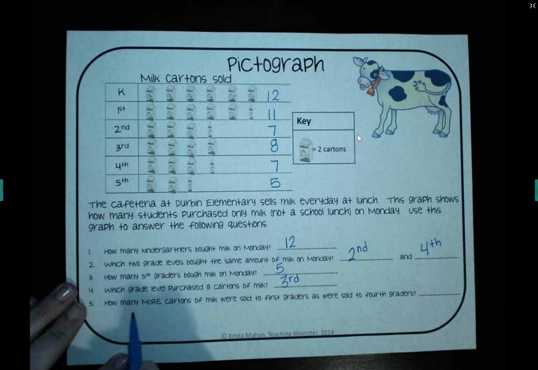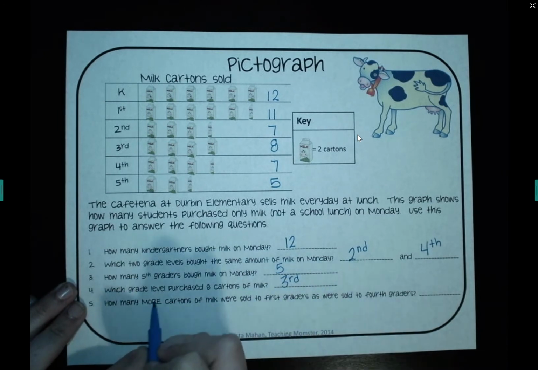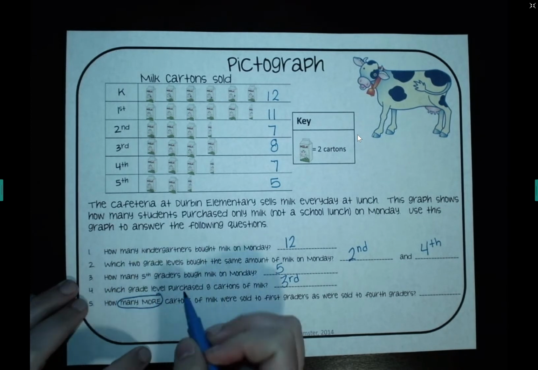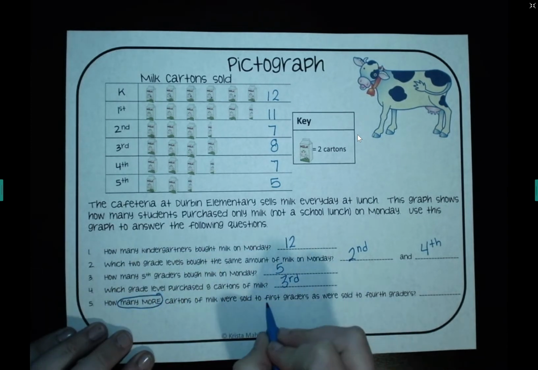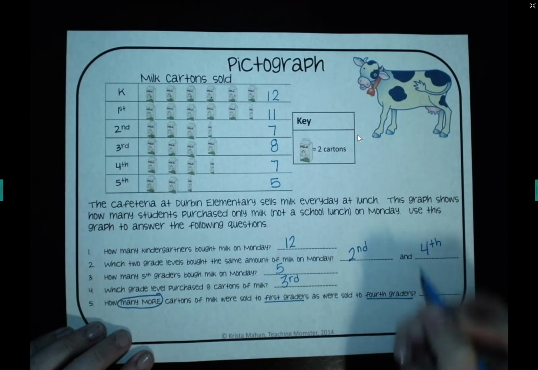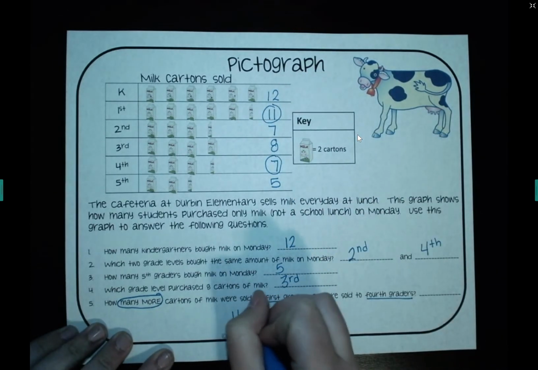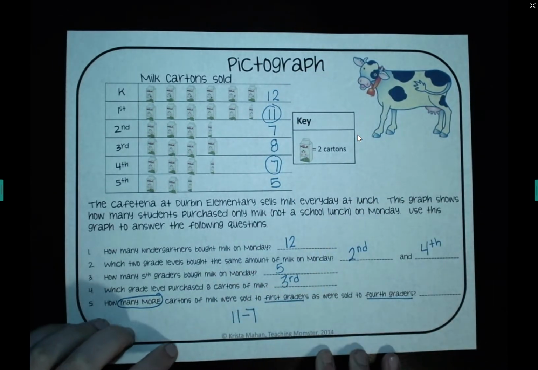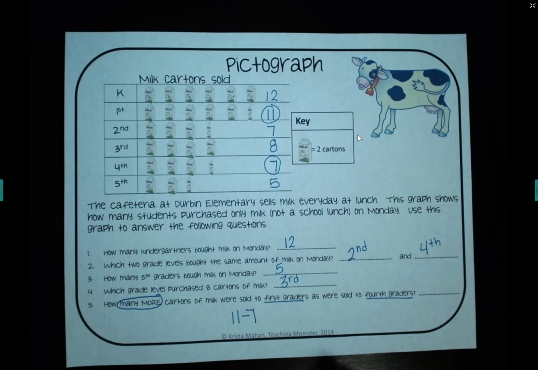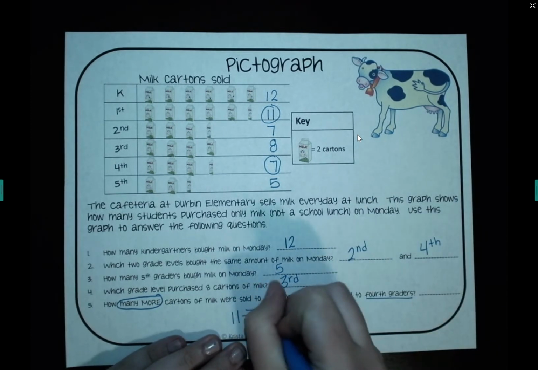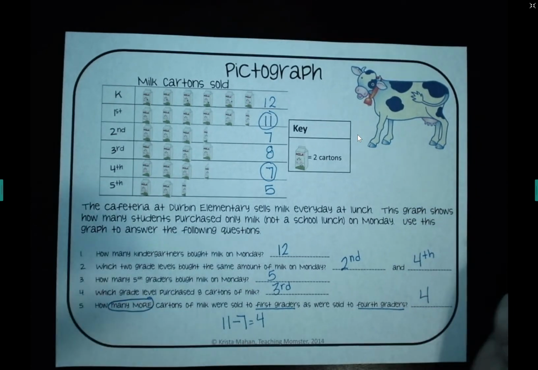Number 5, how many more cartons of milk were sold to 1st graders than were sold to 4th graders? We have that keyword again, how many more. So we're comparing 1st graders to 4th graders. 1st graders had 11, 4th graders had 7. We're doing 11 minus 7, and that answer is 4. So this is our first pictograph. We're actually going to do another one together and then we will actually build one.